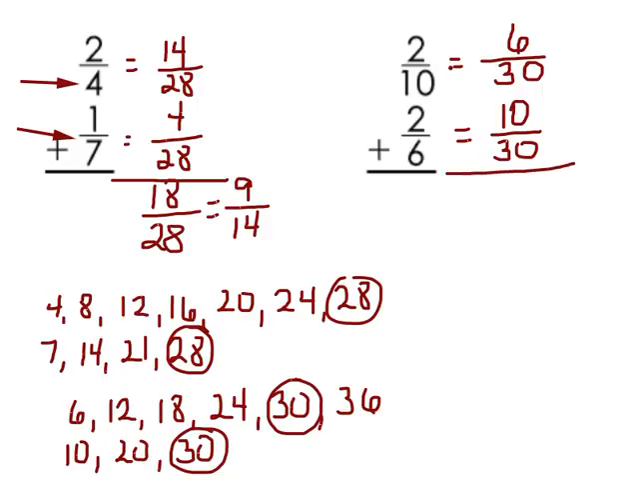And now I'm ready to add. My denominator now is 30. And 6 plus 10 is 16. I can simplify that. I can divide by 2 because they're even numbers. And 16 divided by 2 is 8. And 30 divided by 2 is 15. And that is simplest form.